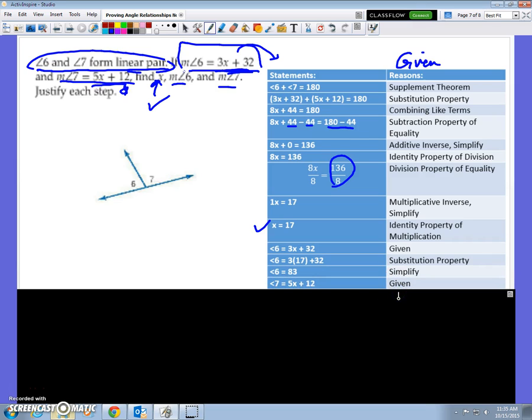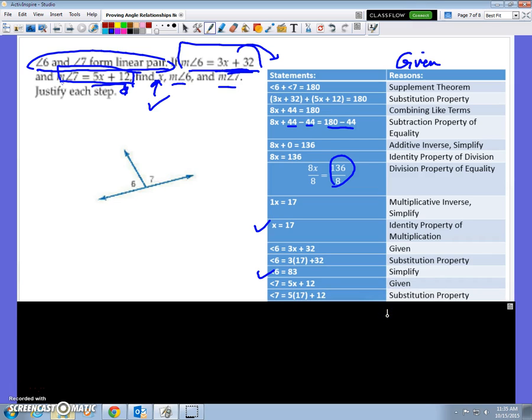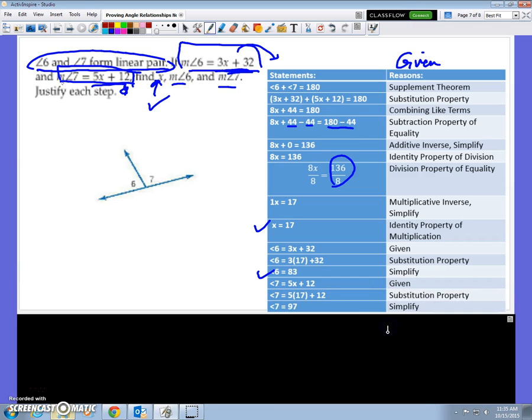Similarly, I need to find angle 7. So I found two of the three things I need to find. Angle 7 from the given information is equal to 5x plus 12. So through substitution, I can plug in that 17. And finally, when I simplify, I know that angle 7 must equal 97 degrees.